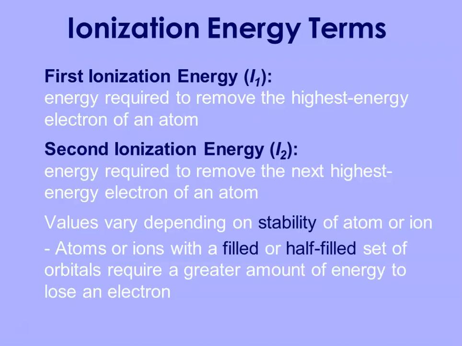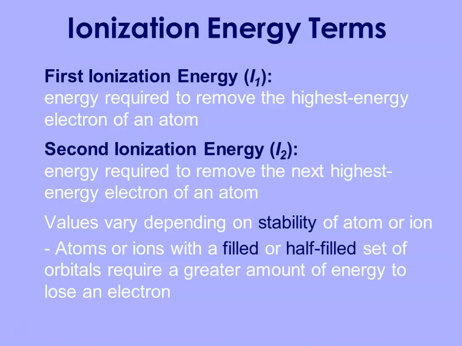As you increase your positive protons, as you increase your nuclear charge going across a period, it's going to be able to hold on to those valence electrons. It's going to be more strongly attracted to those valence electrons, and more energy is going to be required to remove one of those electrons because of that increased attraction.